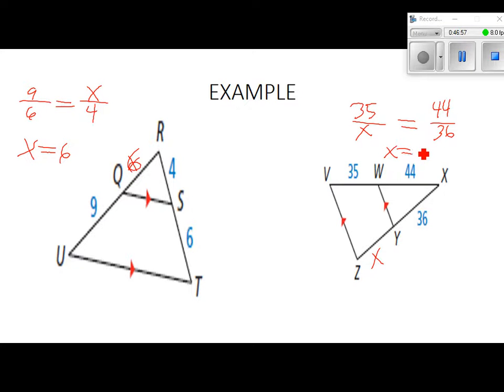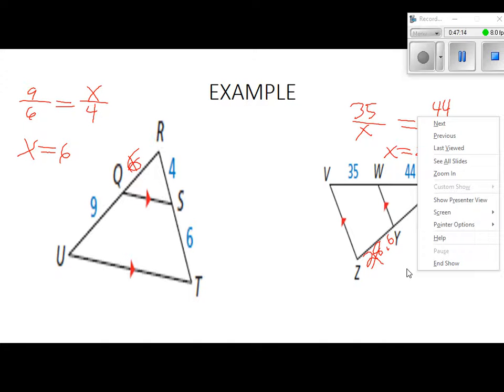28.6. Does it make sense for that segment to be 28.6? Yes. 44 compares to 36. We went big to small. Big to small. Is that the way that one is? So it makes it easier sometimes.